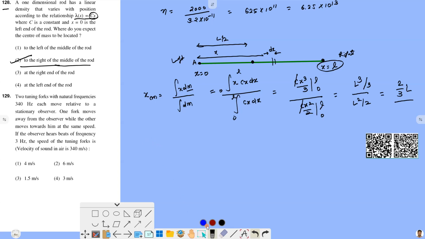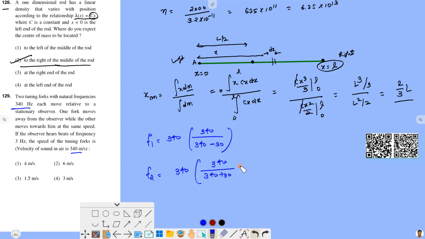So from the Doppler effect, we know that f1, that is for the tuning fork coming towards the observer, will be f node, that is 340 here, into the velocity of sound, that is also 340, and the observer is at rest, so on the upper side there will be no additional terms. In the denominator we will have 340 minus v, because it is coming towards, so the denominator will decrease, or the apparent frequency will increase, and f2 will be 340 into 340 divided by 340 plus 30.